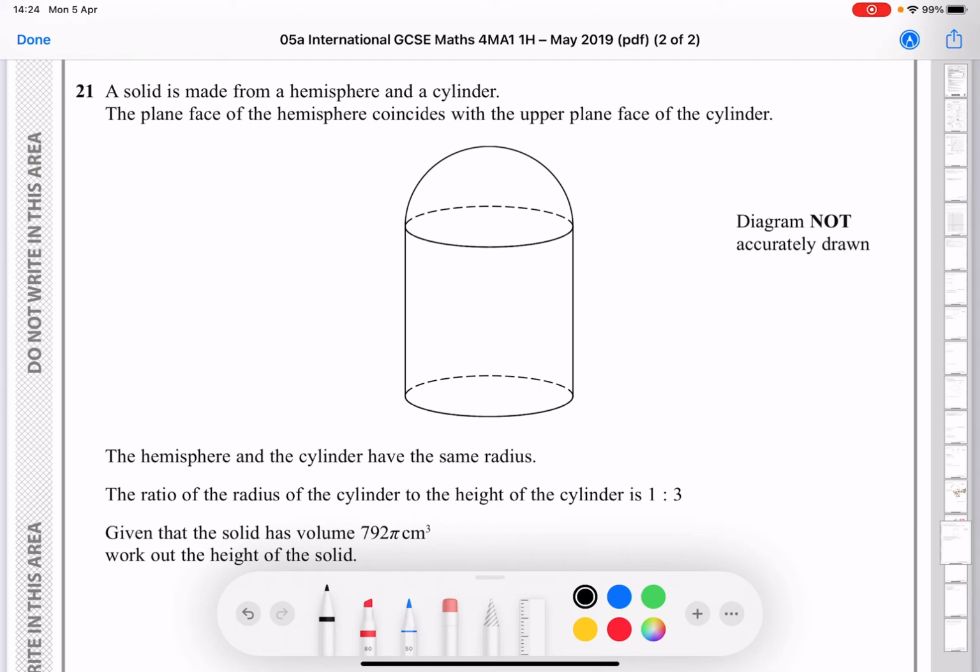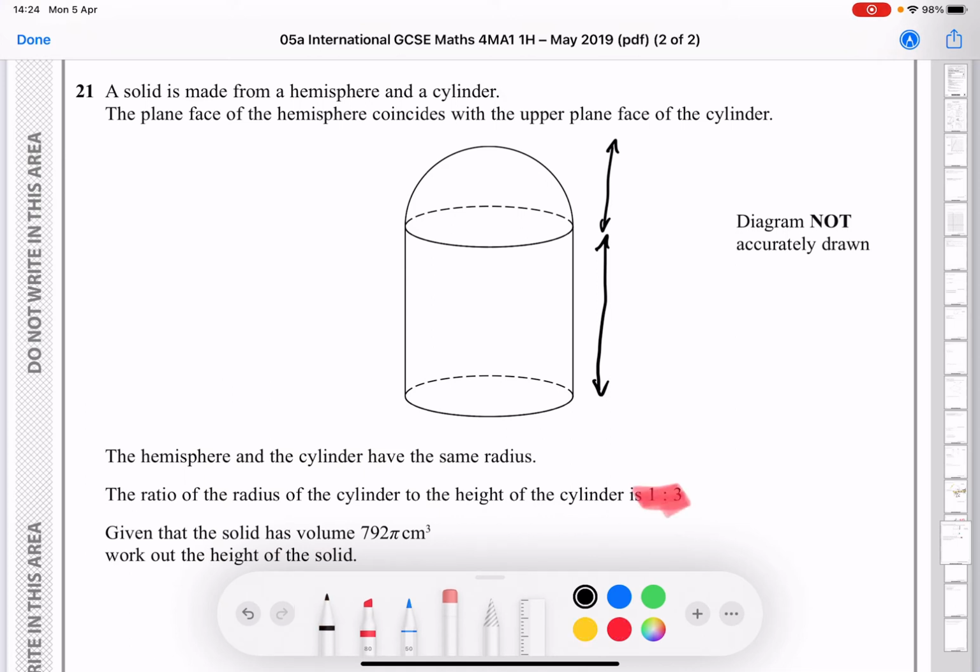Hi, carrying on, question 21. We've got a hemisphere and a cylinder stuck on top of each other, and it tells you that the ratio of the heights here to here gives us this information right here. It tells you that that ratio is 3:1.